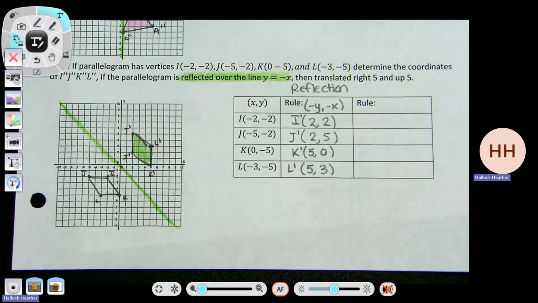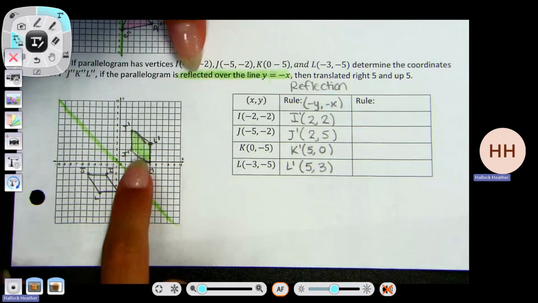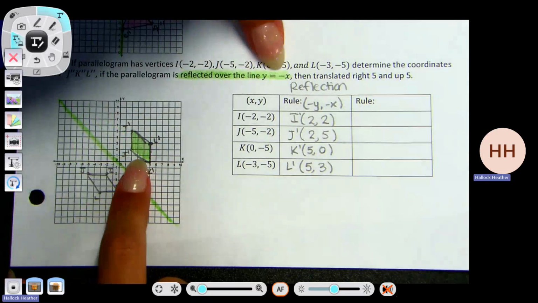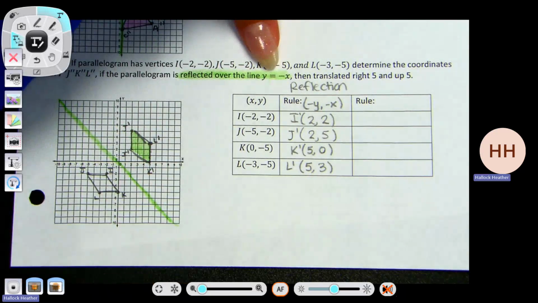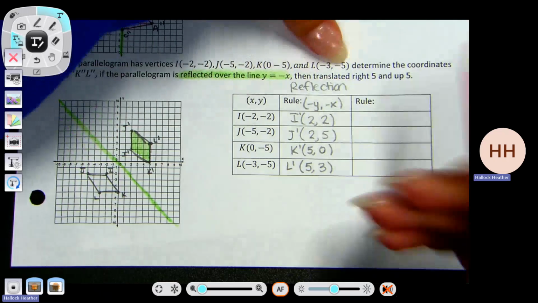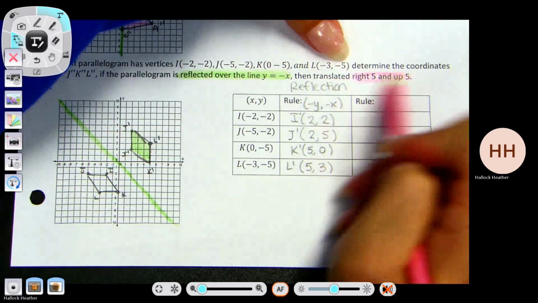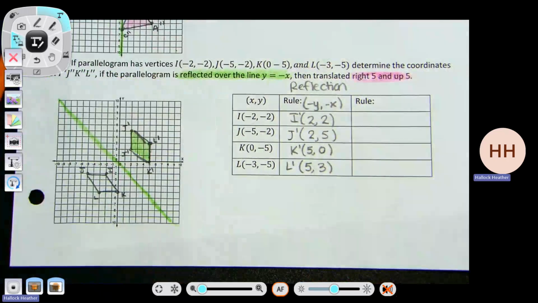Once you have this one, then what are you doing? Right 5, up 5. That one's easy. So move your new picture right 5, up 5. Figure out where it's at on your graph. Write your coordinate points out and try to write the rule to represent right 5, up 5.